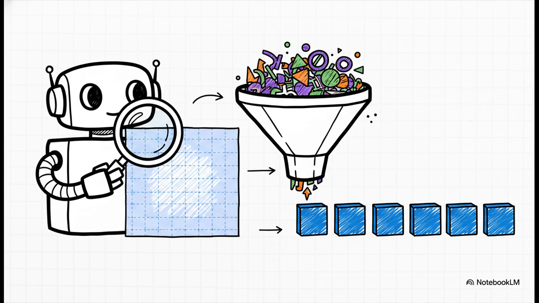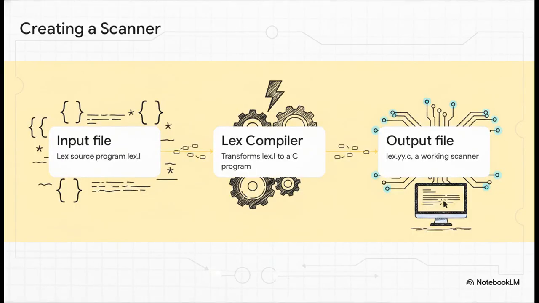Lex is a program that automatically generates your scanner for you. Instead of writing low-level code, you just hand Lex some high-level patterns, which we call regular expressions. You just tell it, hey Lex, anytime you see a sequence of digits, call it a number, and Lex does all the heavy lifting for you. The workflow here is beautifully simple. First, you write a basic text file, usually ending in .l, that holds your regular expression patterns.